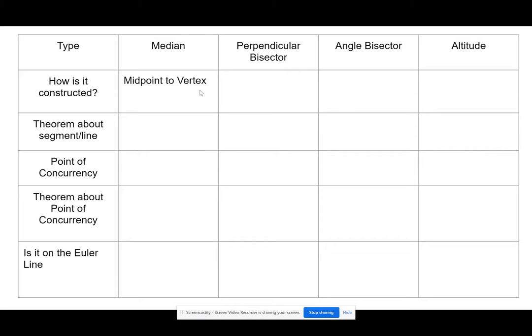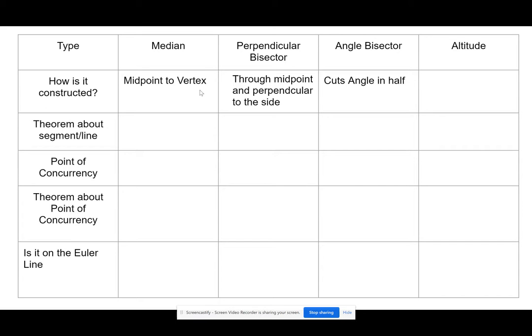A perpendicular bisector also goes through a midpoint, but it's not through a vertex. It's actually perpendicular to the side that the midpoint is on. That one doesn't have to be a triangle to find it. A median has to be a triangle because you need the vertex. A perpendicular bisector can be any segment.